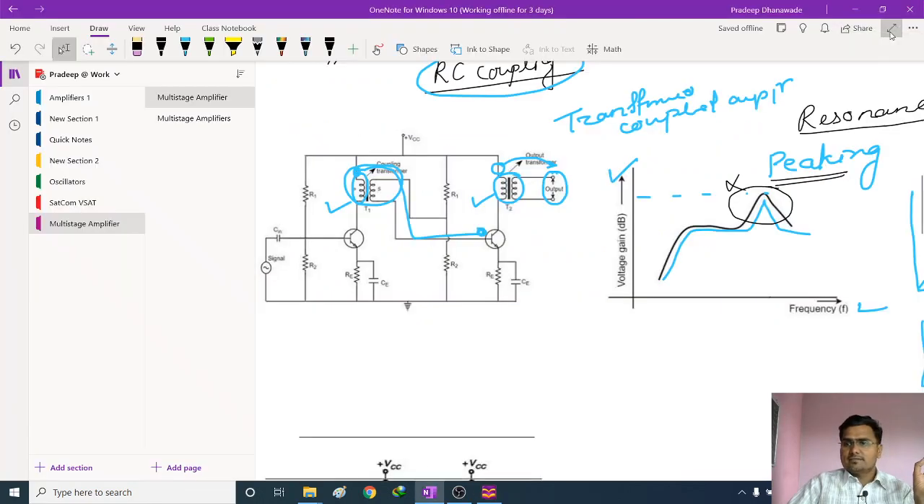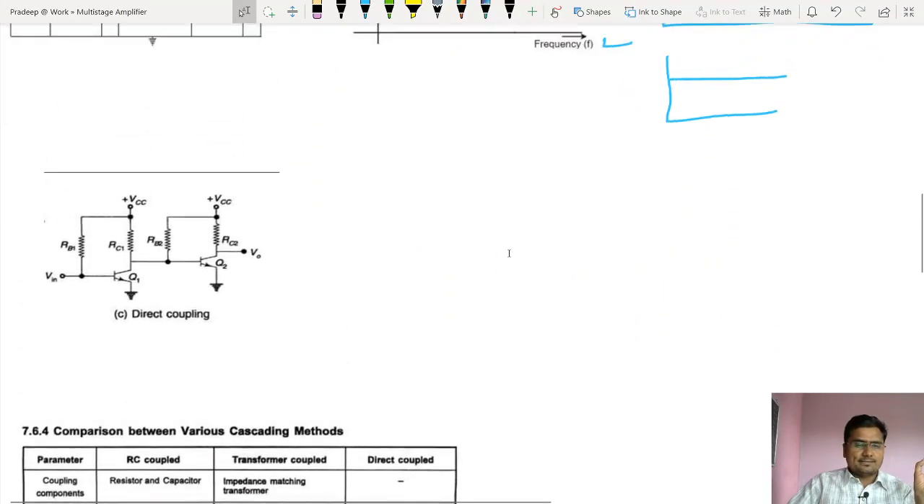Let me check if we have a circuit diagram. Look at this. This is direct coupling. The output of the first stage is available at the collector and it is directly connected to the base of the second stage, to the base of the second transistor. So this is direct coupling.